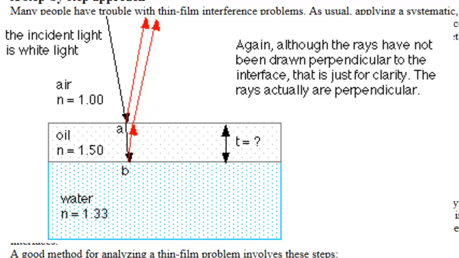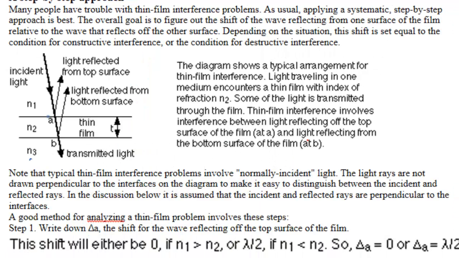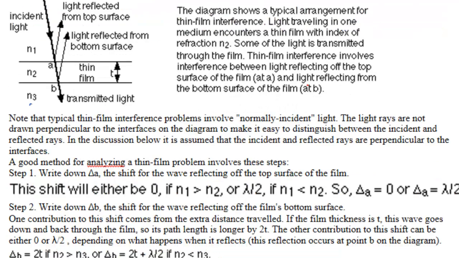So most problems involve normal incident light. So you're basically looking at the film from perpendicular. The light rays are not drawn perpendicular because otherwise you wouldn't be able to see anything. There'd just be light going in, light going out, you can't see it. So they tend to be drawn at a slight angle, but it's assumed that the incident and the reflected rays are actually perpendicular to the interface. So here's the steps for analysing.